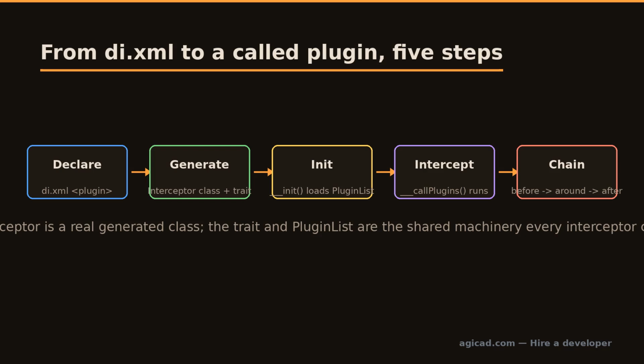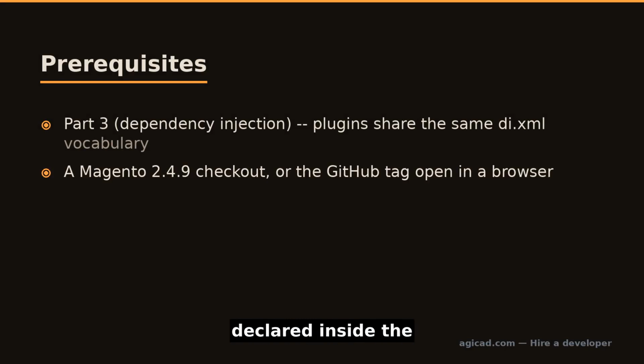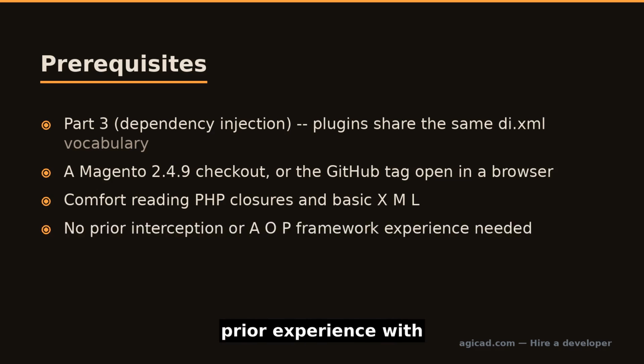A few things help before we dig in. Part 3, on dependency injection, is genuinely useful context here, since plugins are declared inside the same di.xml files and the same type elements as preferences and constructor arguments. Either a real Magento 2.4.9 checkout, or the GitHub tag open in a browser tab, so you can follow along. Comfort reading PHP closures and basic XML is enough. You don't need any prior experience with interception or aspect-oriented frameworks. We'll build the vocabulary from the real source.